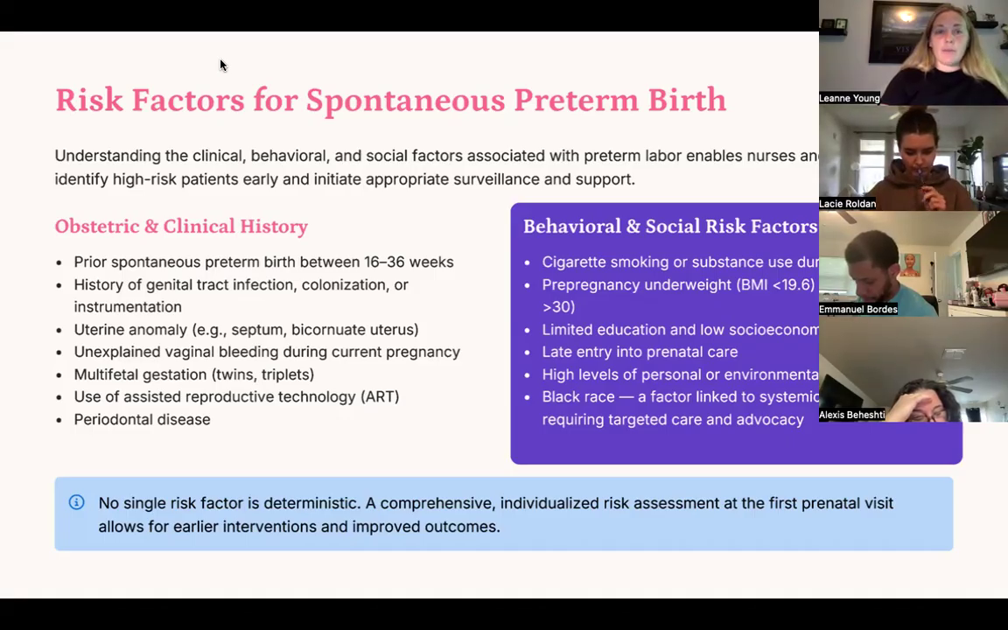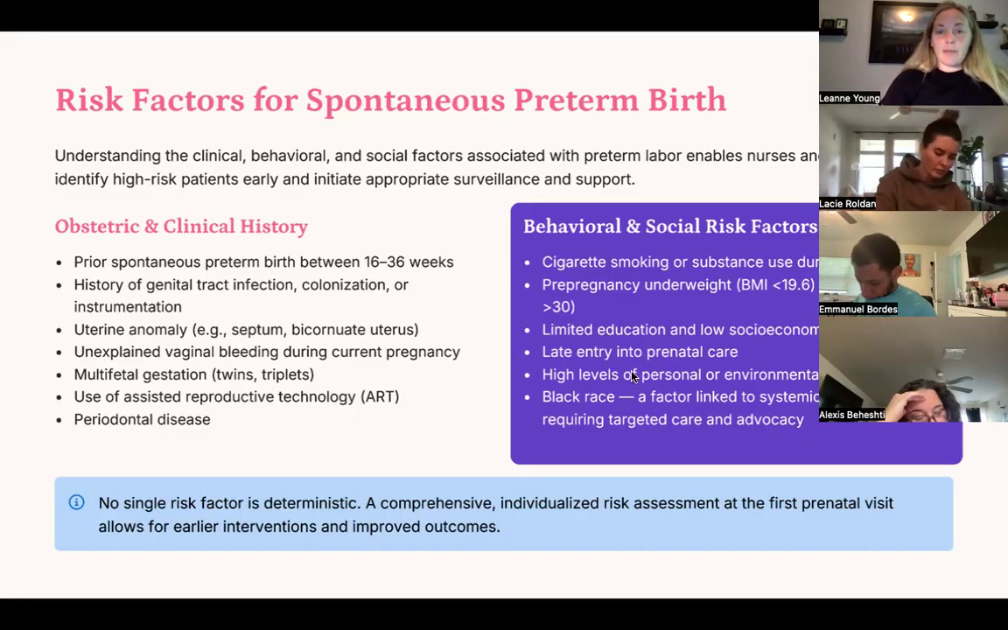Do they have means of transport to get them to the hospital if they are showing signs and symptoms of preterm labor? These are all questions we should be asking them at our OB prenatal appointments, making sure that they are supported, making sure they have the resources that they need to adequately support themselves in their pregnancy.